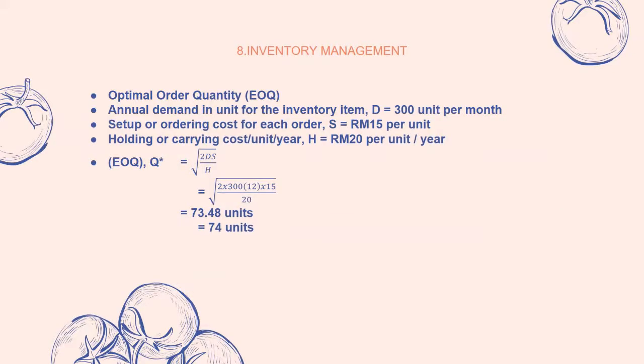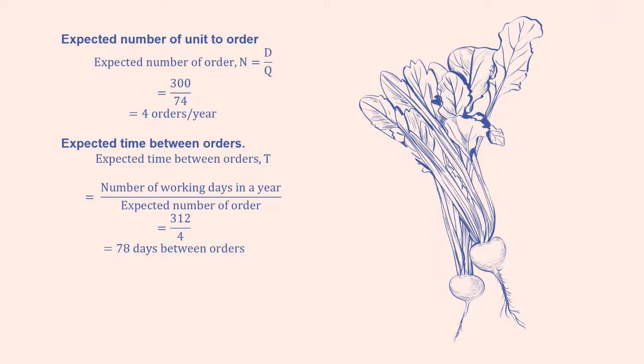Next, we move to the inventory management. First of all, we calculate the optimal order quantity. We get here that 74 units per order is optimal. Next, we calculate the expected number of orders, and we get 4 orders per year. And then we calculate the expected time between orders, which is 78 days between orders.